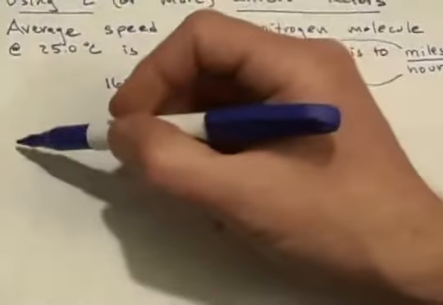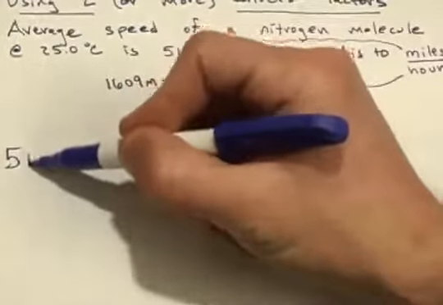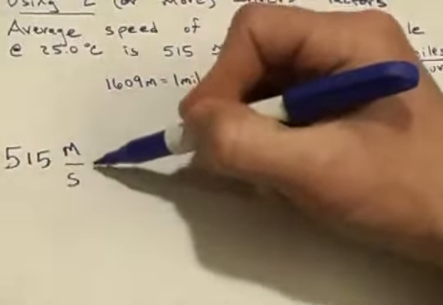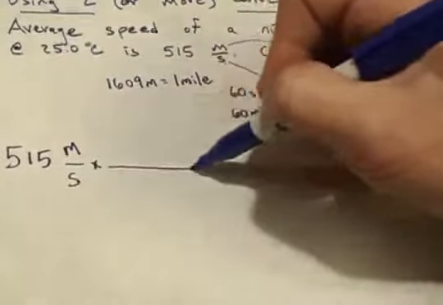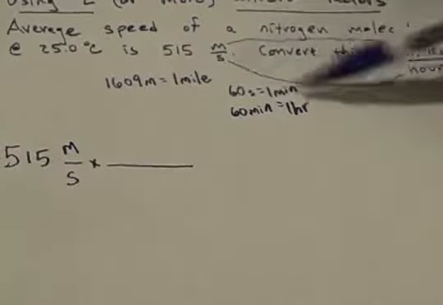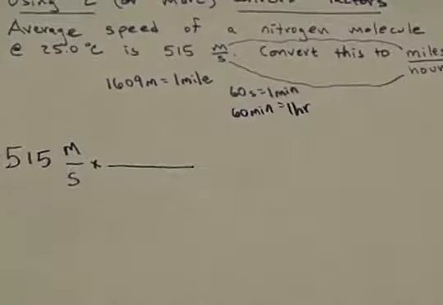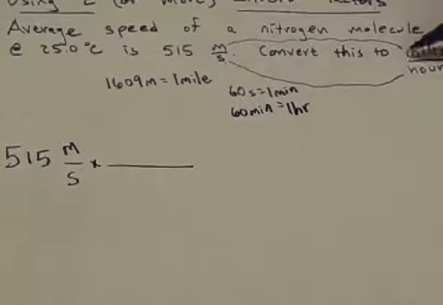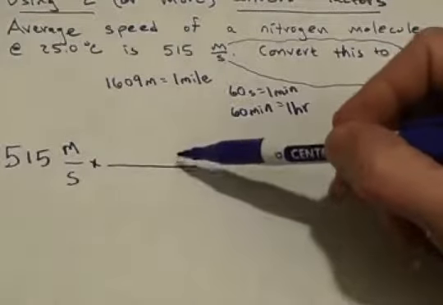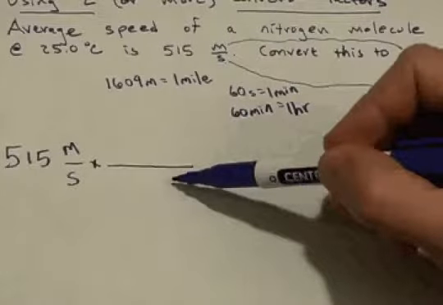So once I know my relationships, then rewrite the number that I'm given, 515 meters per second. Put a multiply sign and put a line. And now you need to decide, what are you going to convert first? The meters to the miles or the seconds to the hours? In this case, I'm going to convert meters to miles first. You don't have to, but you can. Remember, you want to put your desired unit on the top and the units that you have in a position where it's going to cancel.